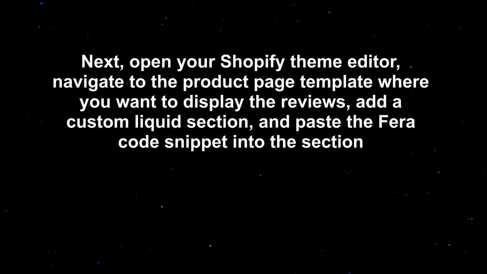Next, open your Shopify theme editor. Navigate to the product page template where you want to display the reviews. Add a custom liquid section, and paste the Fera code snippet into the section. Save the changes and preview your product page. You should now see your Google reviews beautifully displayed in a testimonial carousel, building trust and boosting conversions.